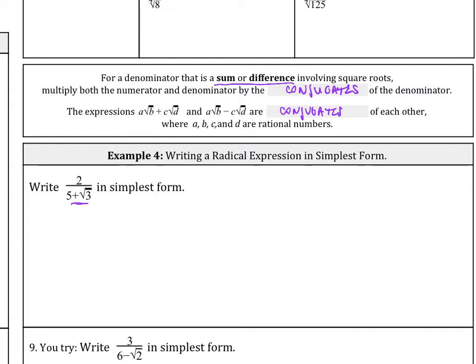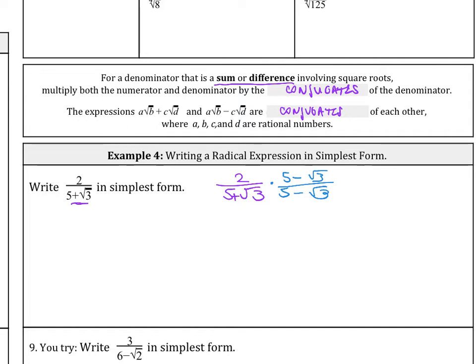So this first one, we have 2 over 5 plus square root of 3. So we're going to multiply by the conjugate. Now we want to do that because that's going to help us get rid of the radical in the denominator. The conjugate of 5 plus root 3 has the same exact terms. The only thing is it's the opposite sign. So if it's positive, it must be negative.